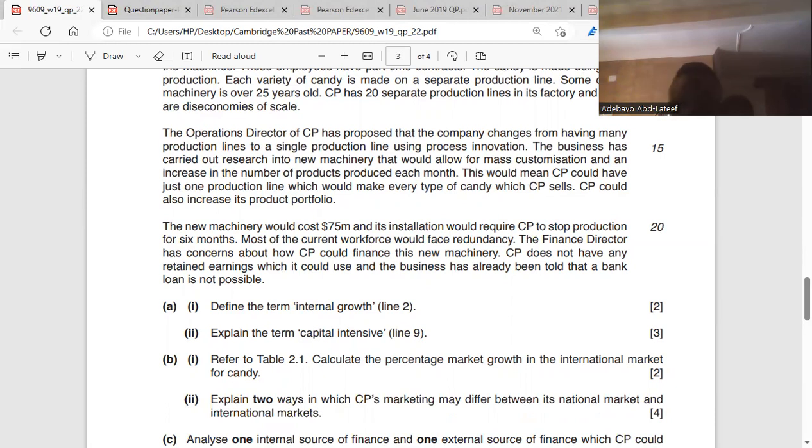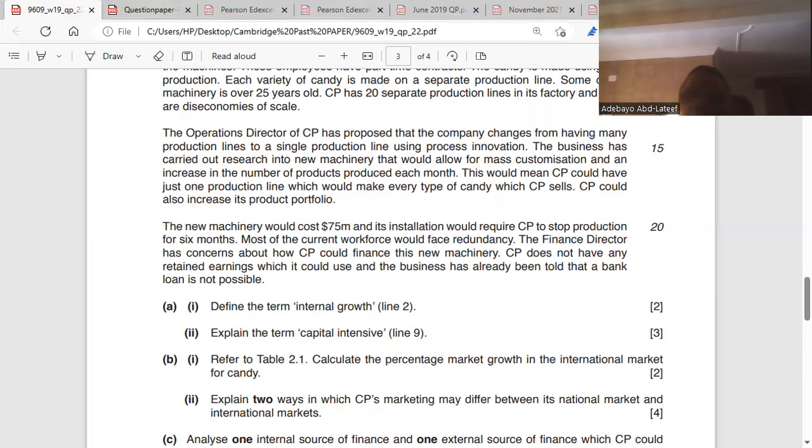A, define the term internal growth. When we talk about internal growth, it is organic growth. That means the business is expanding using its own resources. That is internal growth. You are using your own resources for your expansion. I think it's clear. Very clear.